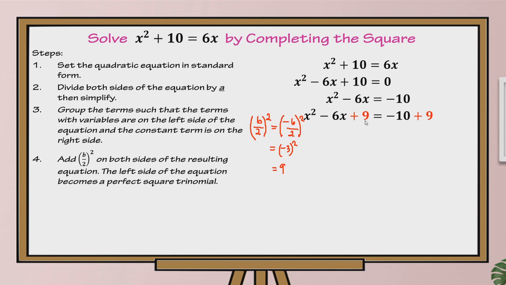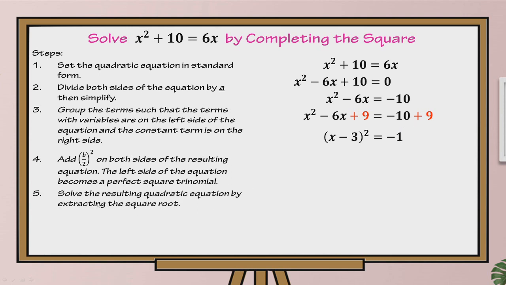And since we added positive 9 to this side, we will also add positive 9 to the other side of our equation to balance our equation. And now take note that we already have a perfect square trinomial on this side. And so, we will be factoring this side, and to simplify this side, the resulting equation will be x minus 3 quantity squared equals negative 1. Galing yan sa negative 10 plus 9.